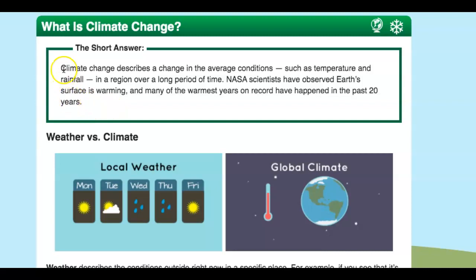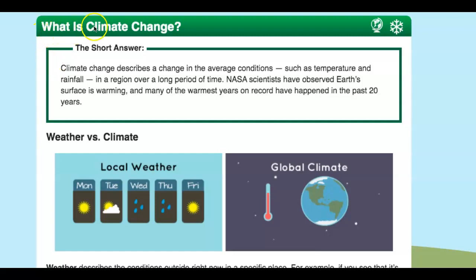I'm in a website called climatekids.nasa.gov. So this comes from NASA, made to help teach children about climate change. Some of this vocabulary is pretty big, but you can follow along. I'm going to read it, so we can be doing both, following along and listening at the same time.